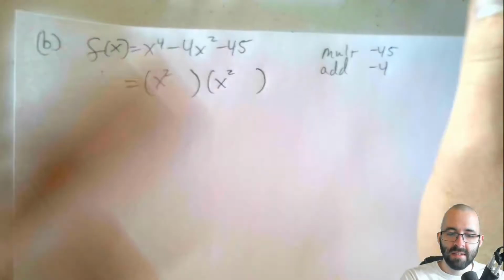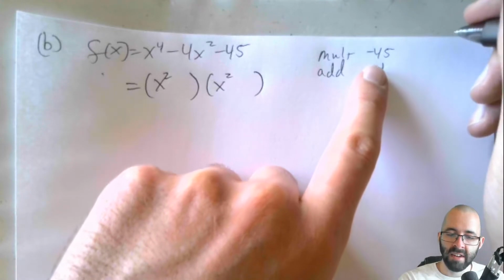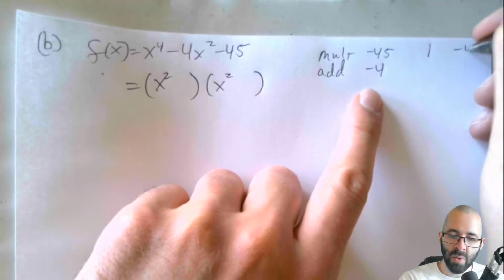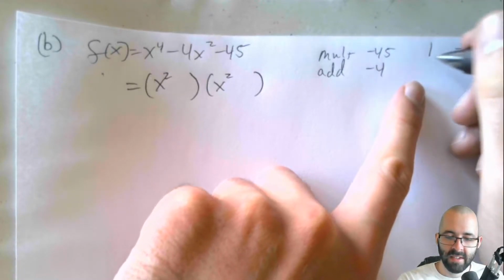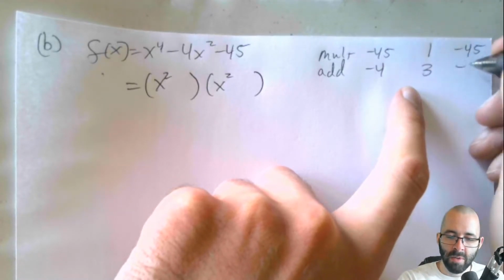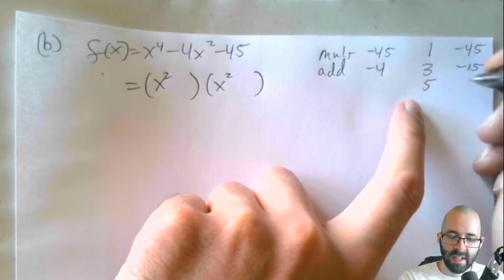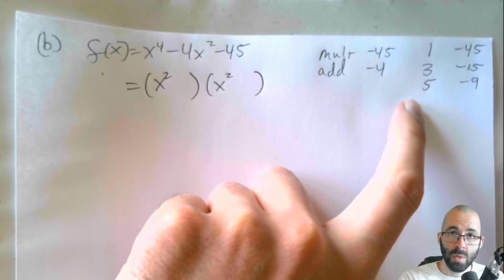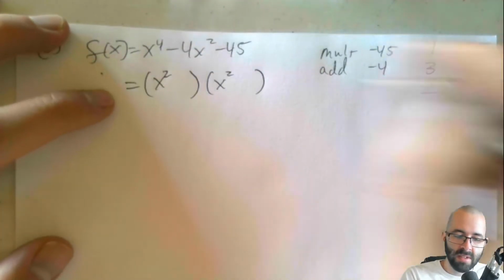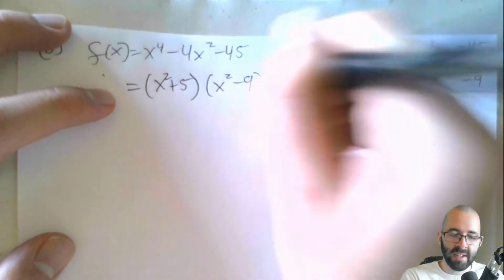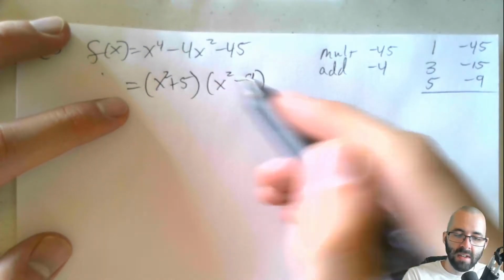Maybe you don't know what that is. So just list the pairs. It adds to a negative, so the negative factor is going to be bigger. We could try 1 and negative 45. Well, these add to negative 44. That's not it. 2 doesn't divide. 3, negative 15. Nope, that's not it. 4 doesn't divide. 5 and negative 9. Oh. Add these together, you get negative 4 just like we wanted. So those are our choices. Plus 5, minus 9. And if you're ever unsure, check your answer by foiling.